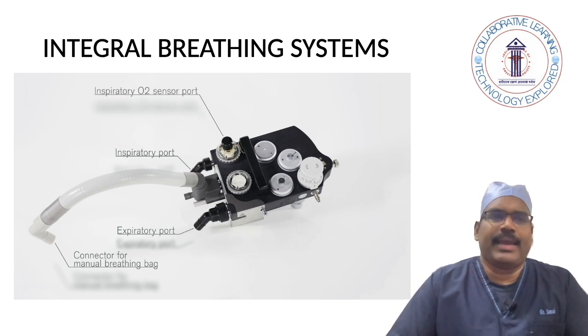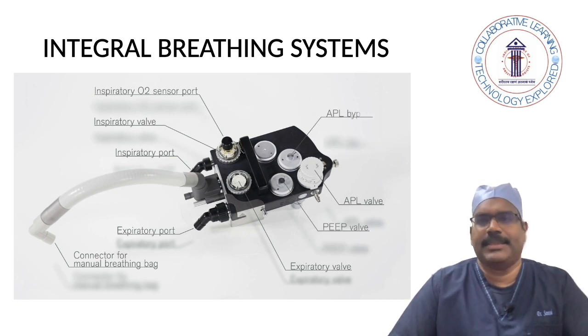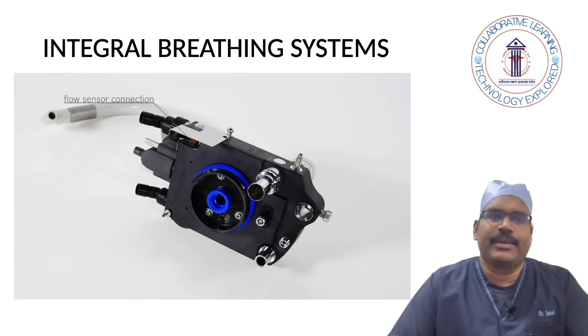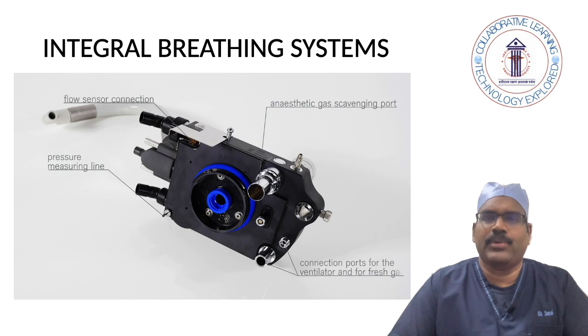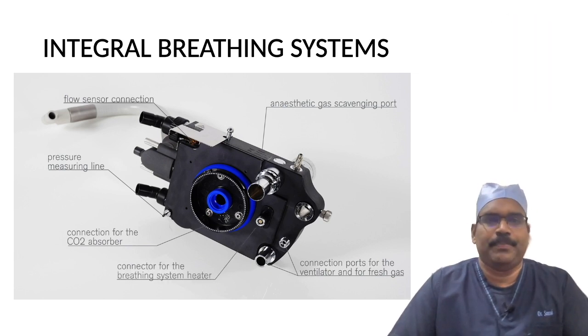On the inspiratory valve, you can add the oxygen sensor. On top of the chassis, you can see the inspiratory and expiratory valves. Here you can also find the APL valve as well as the connection port for the PMAX valves, the APL bypass valve and the fresh gas decoupling valve. On the bottom side, you can see the flow sensor connection, the pressure measuring line, anesthetic gas scavenging port, and connection ports for the ventilator and for fresh gas hoses, as well as the connection port for the carbon dioxide absorber. Furthermore, you may find the connector for the breathing system heater and the port for the sample gas return.